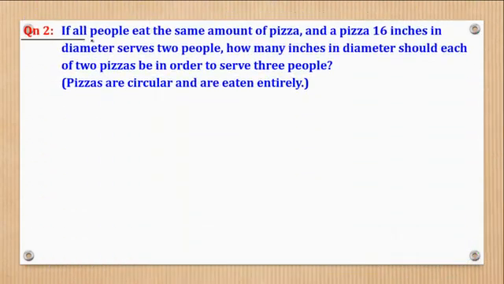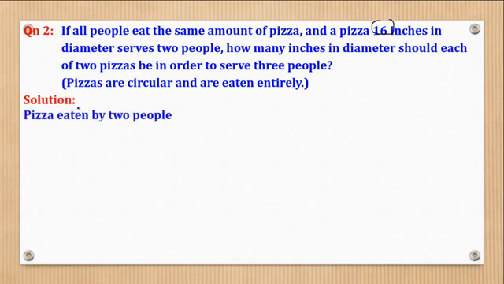Then question 2, if all people eat the same amount of pizza, and a pizza 16 inches in diameter serves 2 people, how many inches in diameter should each of the 2 pizzas be in order to serve 3 people? And assume that pizzas are circular and are eaten entirely. So one pizza with this diameter was serving 2 people. But now they want 2 pizzas to serve 3 people, and they're asking what should be the diameter of those 2 pizzas.